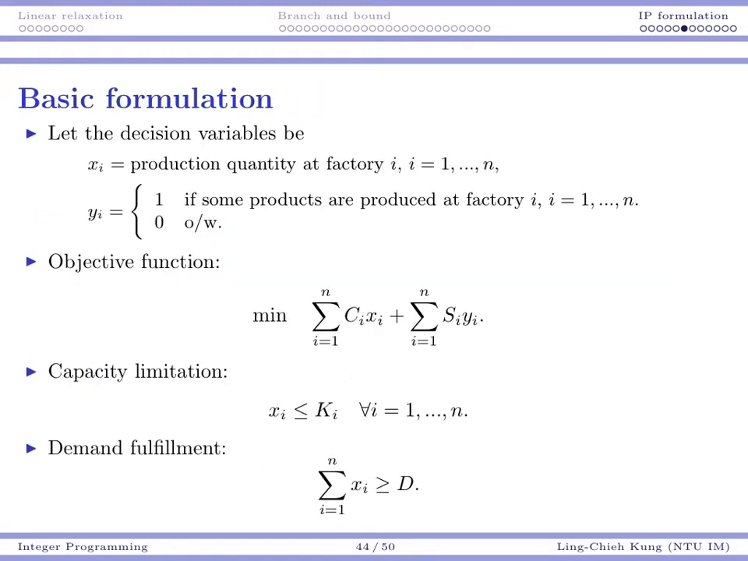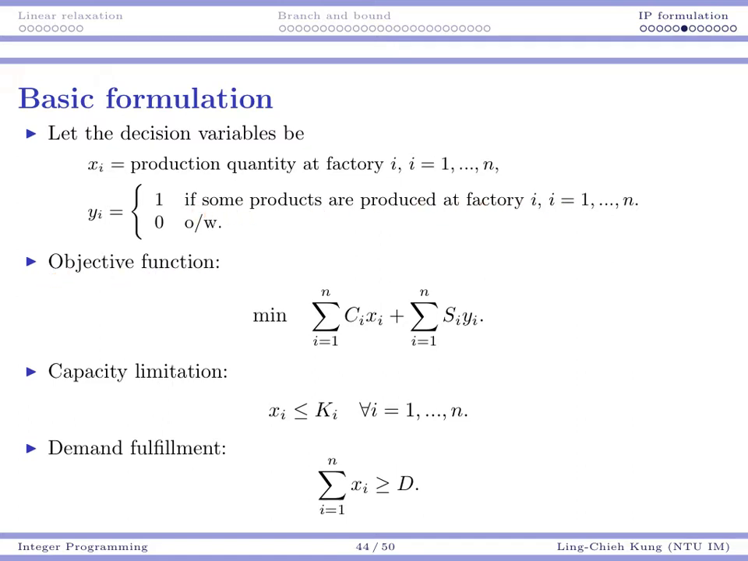Let's show you how to formulate this problem. I now need the following variables. Xi is the production quantity at factory i, nothing special. And I now need a binary variable yi. I declare yi as 1 if some products are produced at factory i, or 0 otherwise. I want yi to be a binary variable, and their physical meanings are here.